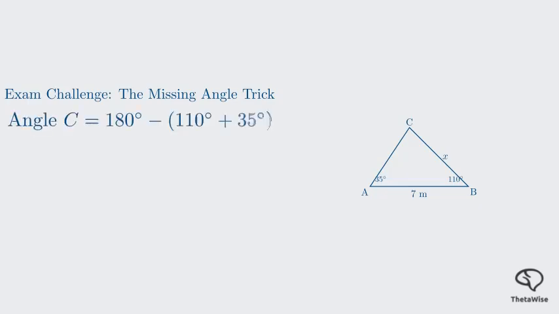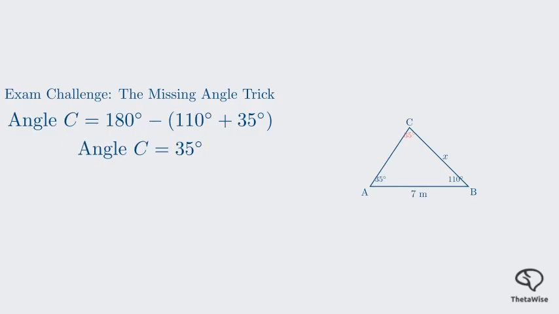Now, let's look at a common IGCSE exam trick where the known pair isn't immediately obvious. In this problem, we want to find side x. We have its opposite angle, 35 degrees. However, the only side we know is side C, which is 7 meters, but we don't have angle C. Before we can use the sine rule, we must use the fact that angles in a triangle sum to 180 degrees. 180 minus 110 minus 35 gives us 35 degrees for angle C.